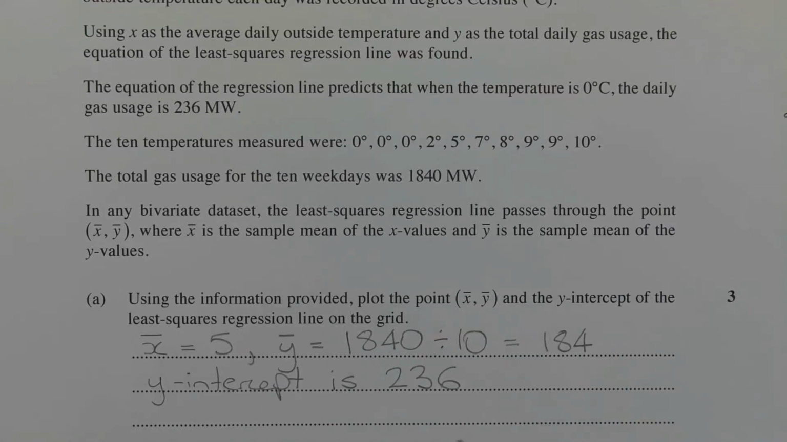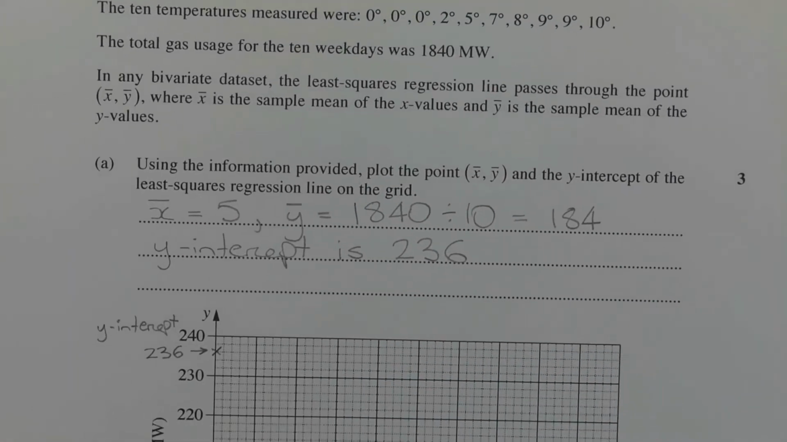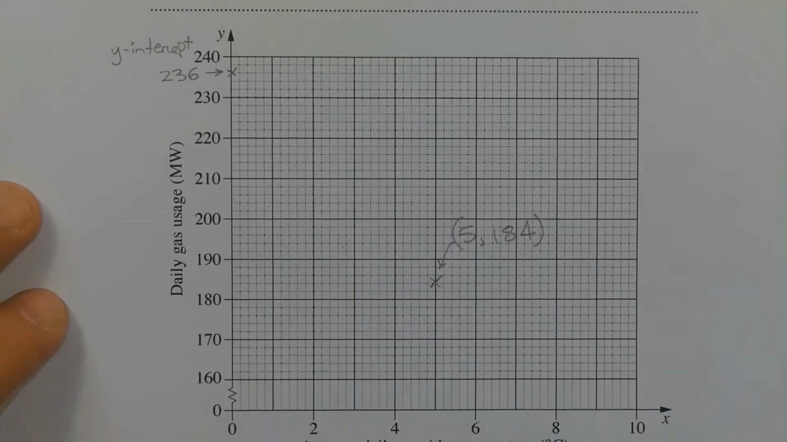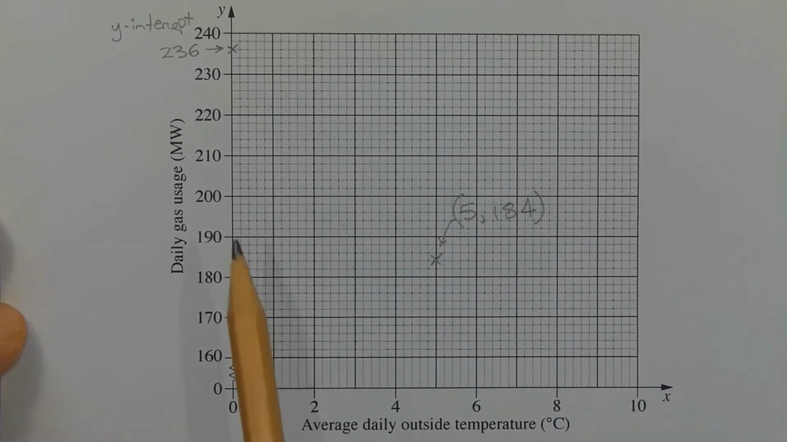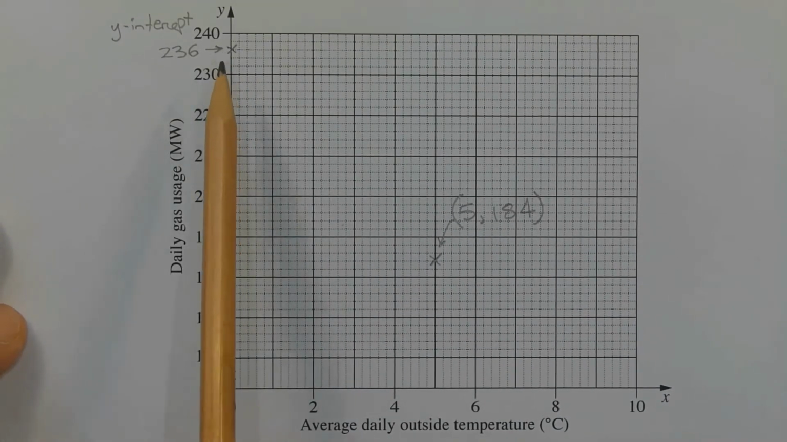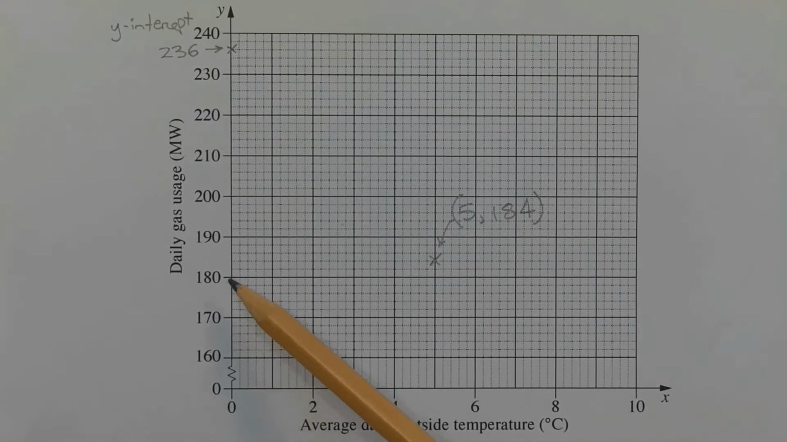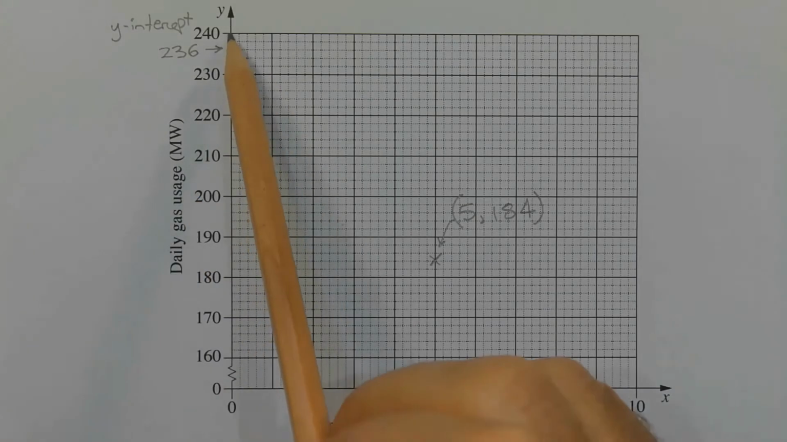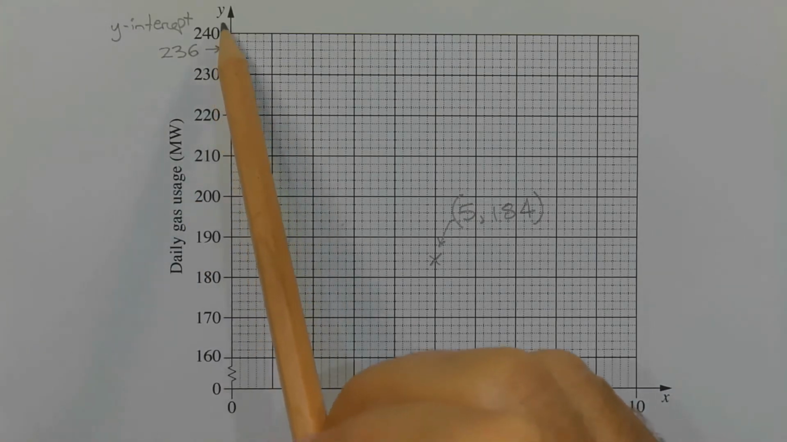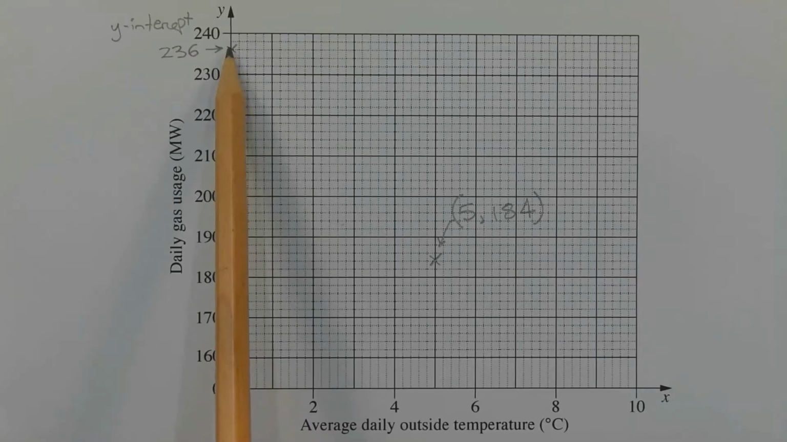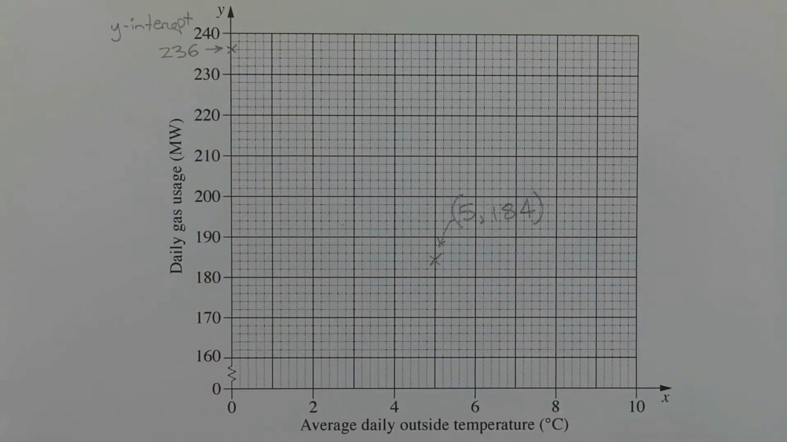Now we can take this information and plot those points on the grid. So I plotted the y-intercept here, just taking note that every square vertically represents 2 megawatts. So there are 5 divisions there from 230 to 240, so 236 is just there. And the point (x̄, ȳ) is this point here.